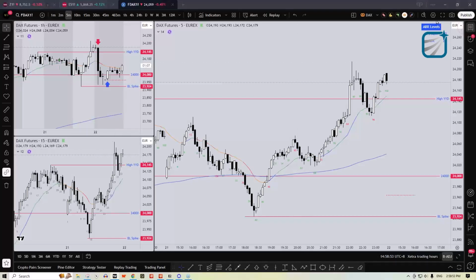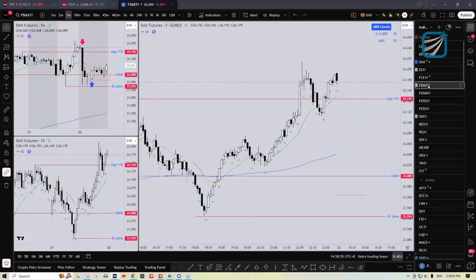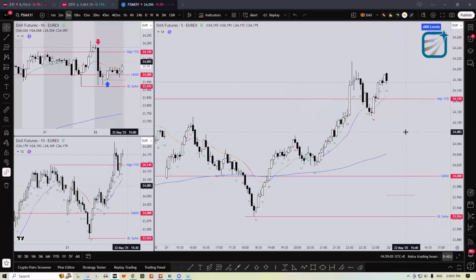Mo, the symbol I'm using is the FDAX continuous, so the 1 apostrophe.